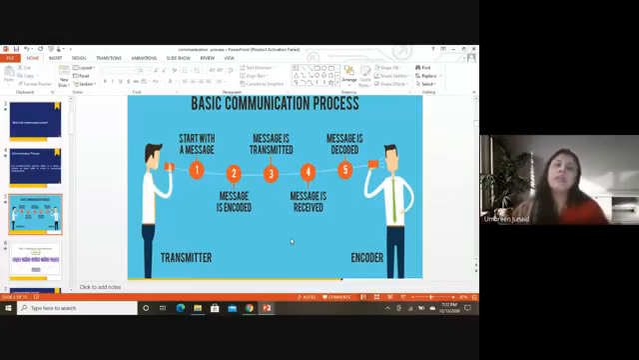Step by step, in the next slides, we'll be going through how the message is started, how it is encoded, how it is transmitted, how it is received. So the last point, the fifth point, is that the message is decoded. What is decoded? An email is sent to you. You read that email. You get a message from that email.